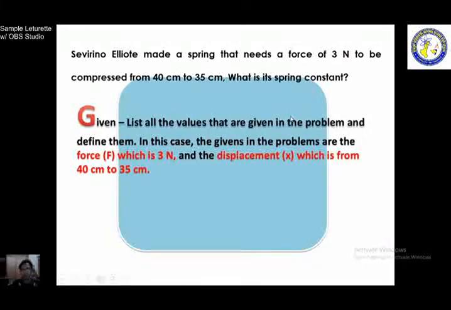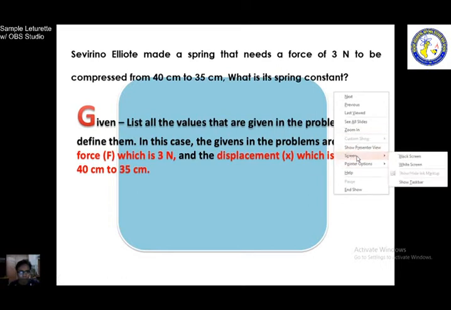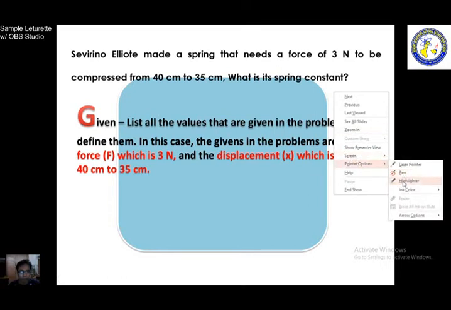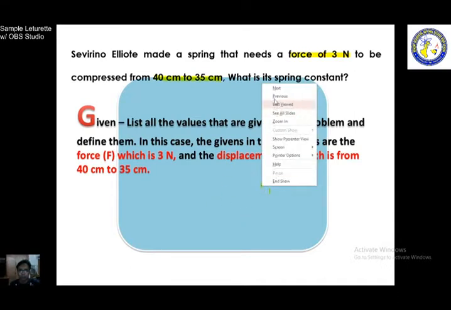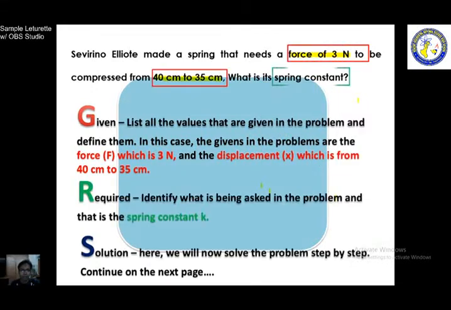So let's proceed. Given: you list all the values that are given in the problem and define them. In this case, what are our givens? The givens are your force, which is 3 newtons, and of course the displacement, which is 40 centimeters to 35 centimeters. These are your givens. So what is being required? It's simply the spring constant, or K. Solution: we will now solve the sample problem step by step.